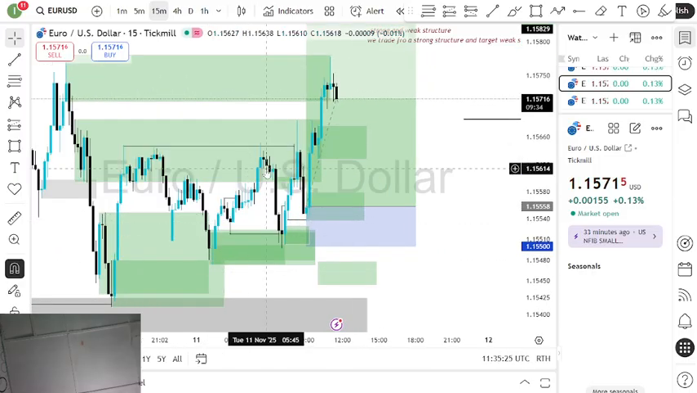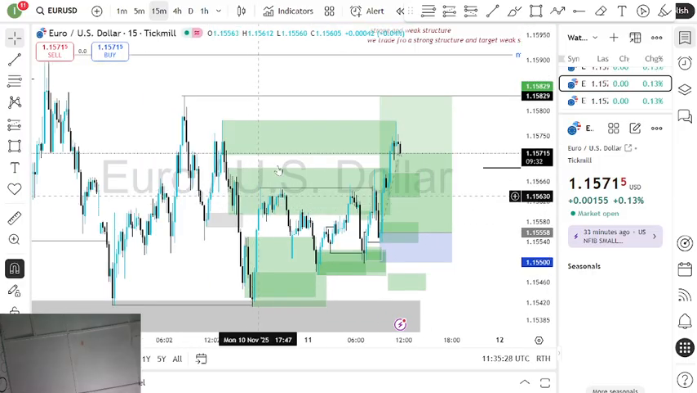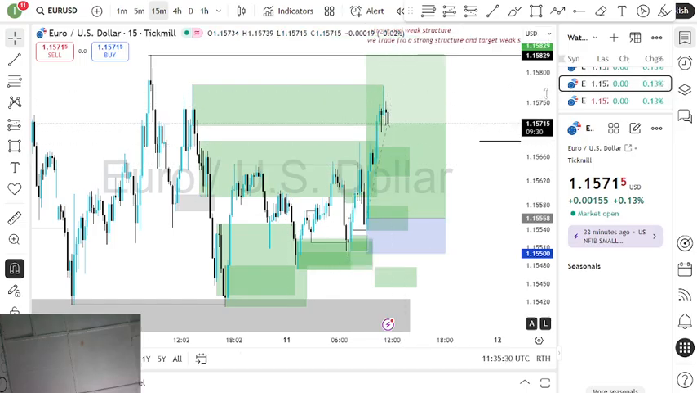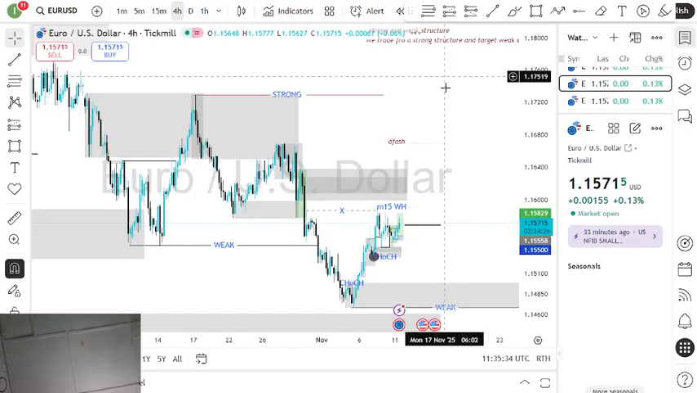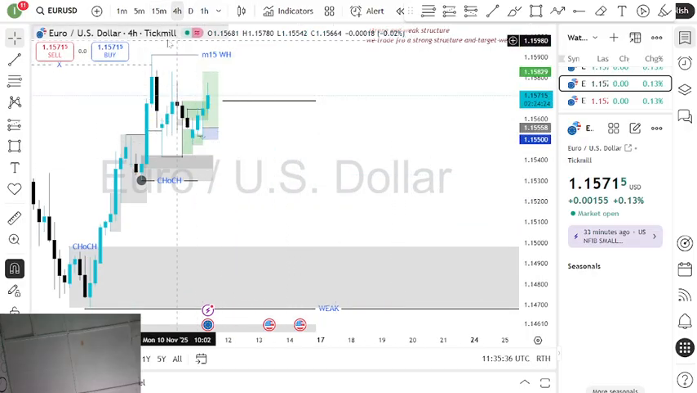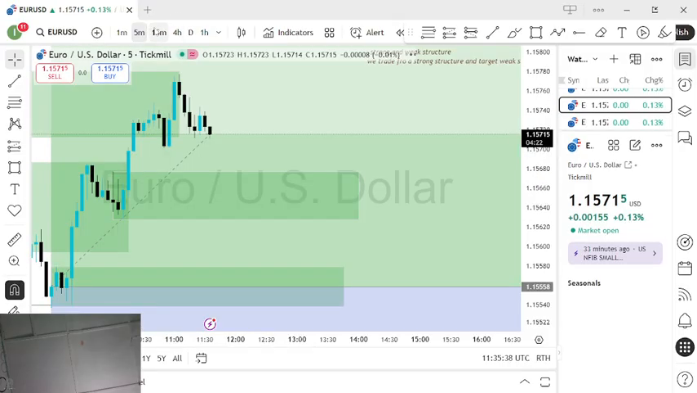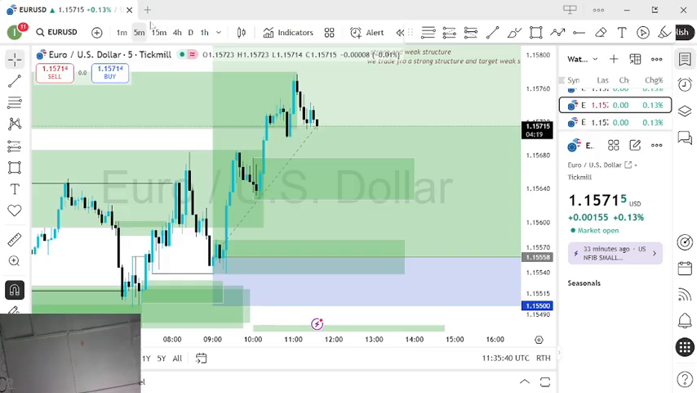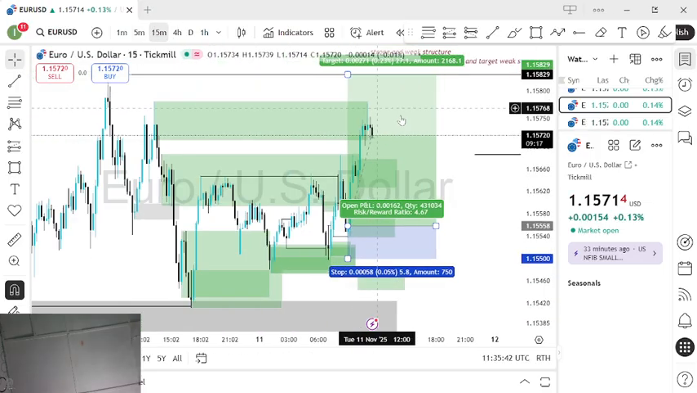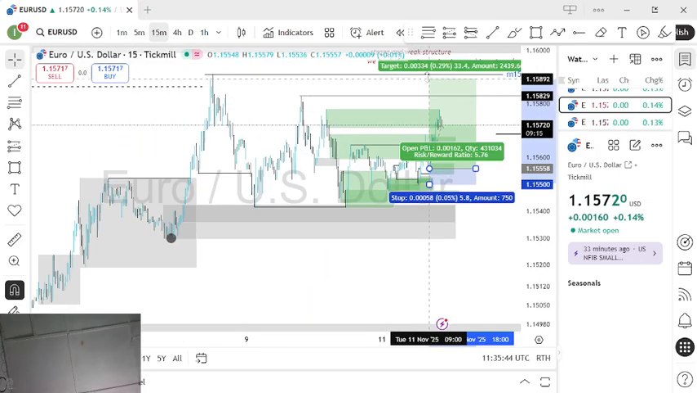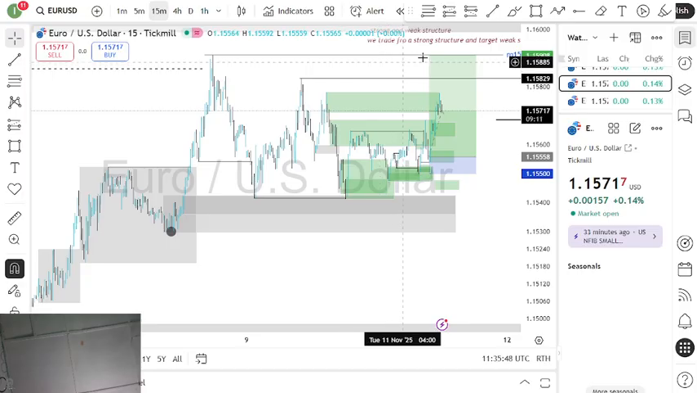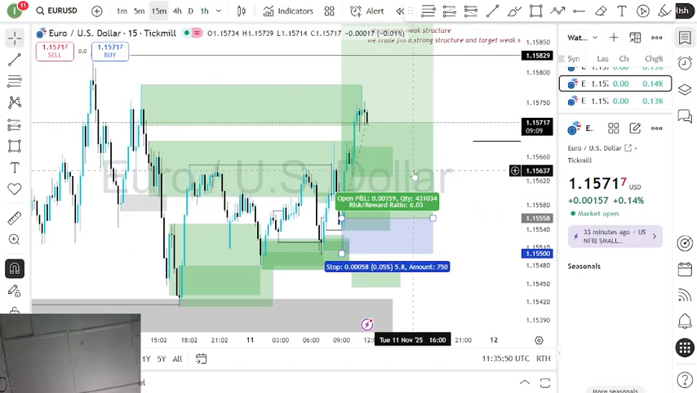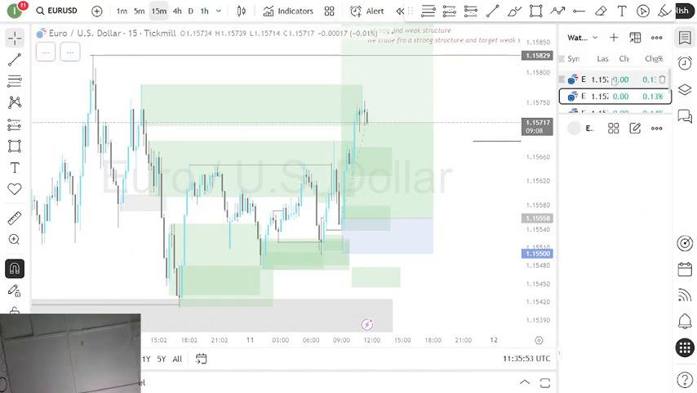So I will see. But again, I can't do anything else. I've already set my target. So price will do whatever I want to do. My target is here, which is 6%. Price will do whatever I want to do.